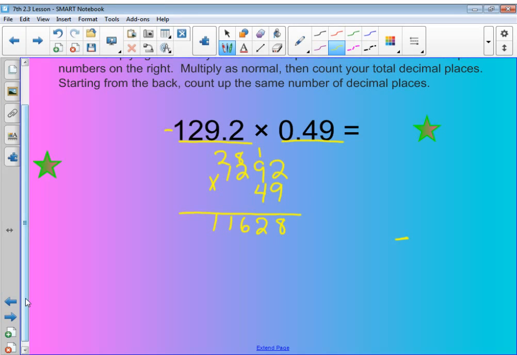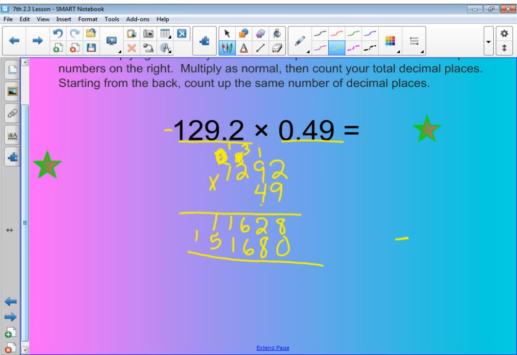Okay, now there's a second number, so I have to remember I have to bring down a 0 and work my way across. 4 times 2 is 8. 4 times 9 is 36. Carry up a 3 this time. 4 times 2 is 8 plus 3 is 11. Carry up a 1 this time. And then 4 times 1 is 4 plus 1 is 5.